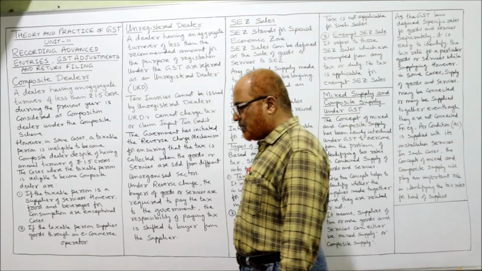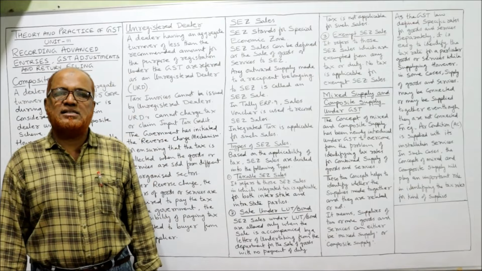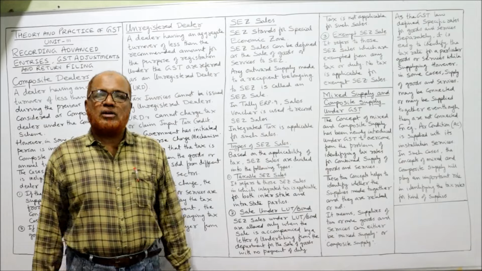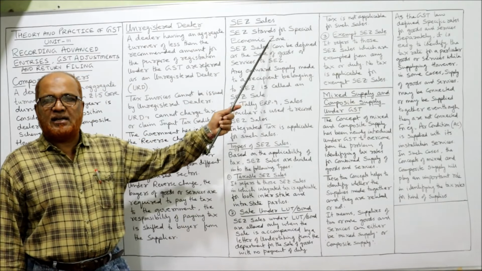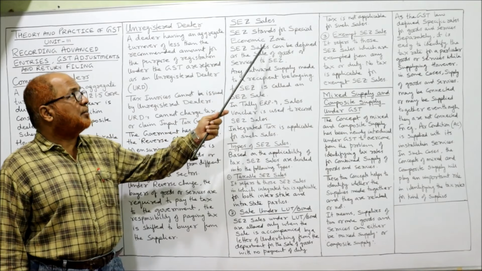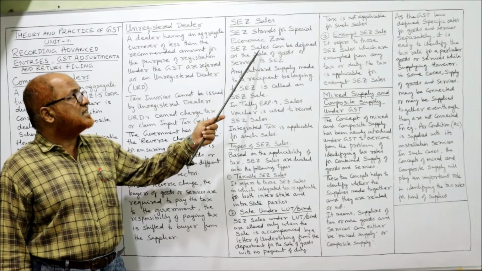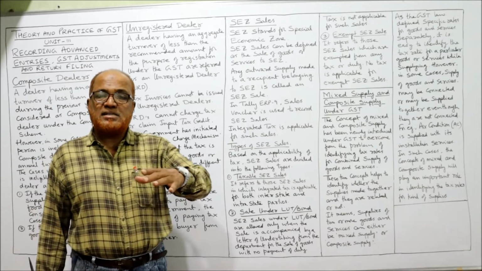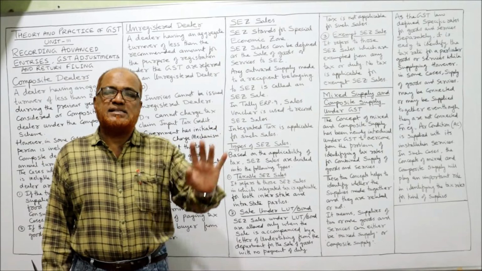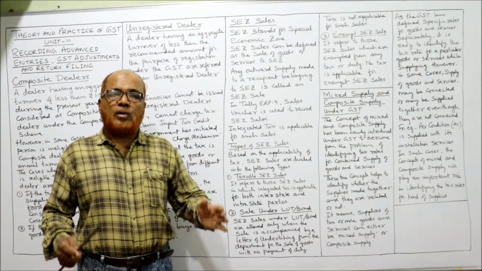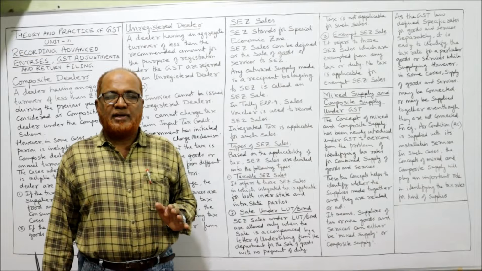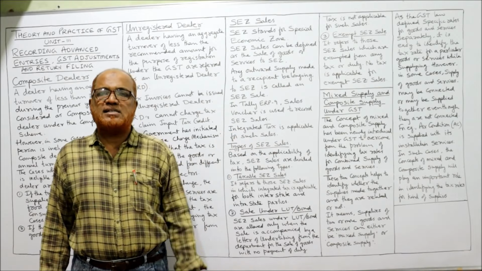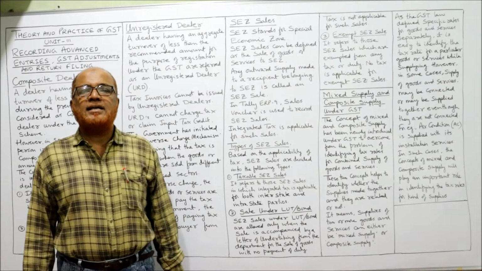The third concept I am going to explain is about SEZ sales. So what is SEZ? SEZ stands for Special Economic Zone. SEZ sales can be defined as a sale of goods or services to an SEZ. A person is selling goods to an SEZ, a Special Economic Zone. The recipient is the SEZ. Any person supplying goods to an SEZ, where the recipient is the SEZ, this sale is called an SEZ sale.